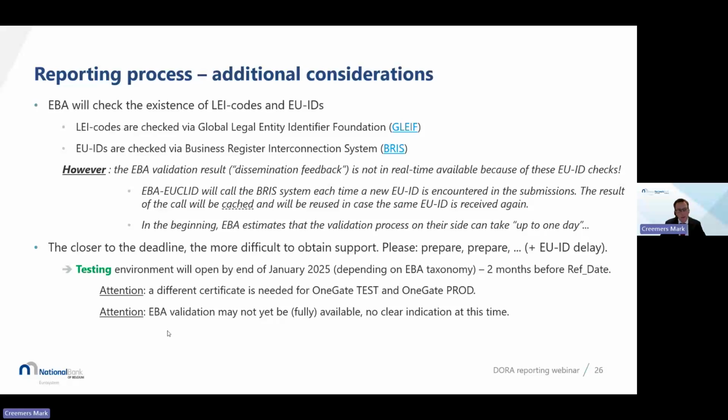So it is possible that when we open our OneGate testing environment, the dissemination feedback loop is not yet fully in place, and we do not have a clear indication when this will be the case. We hope it will be by the end of January, but it can also be a little bit later. So in either way, please prepare using the OneGate validation because it covers 99% of the validations. So you will be well prepared if your file is accepted by OneGate in the testing environment.